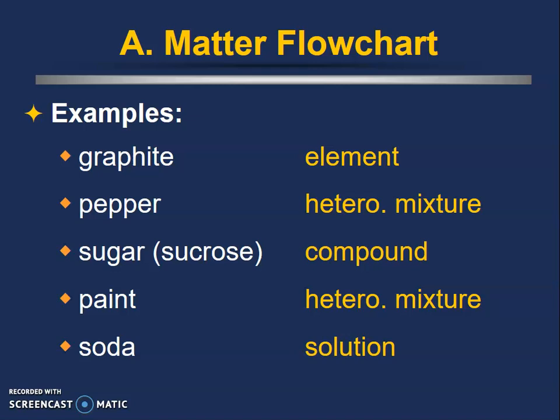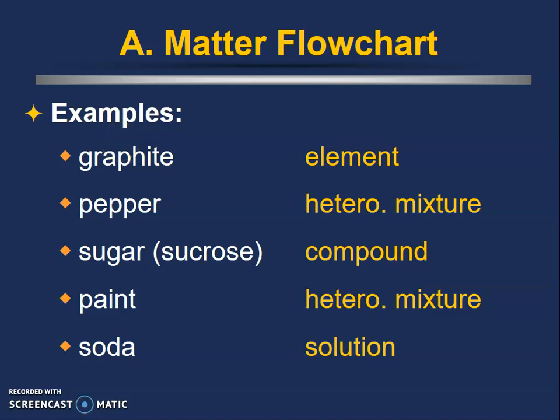Okay, pepper, like pepper that you put on your sandwiches or on salads in your kitchen, that is a heterogeneous mixture. So when you look at it, it doesn't look all the same. It looks like a mixture. There's little black flakes, little white flakes. Sometimes there's little red or yellow flakes depending on what type of pepper you have. So you can see the differences throughout. That's that hetero, differences. Sugar, like table sugar that you sweeten your tea or your coffee with, that is sucrose.